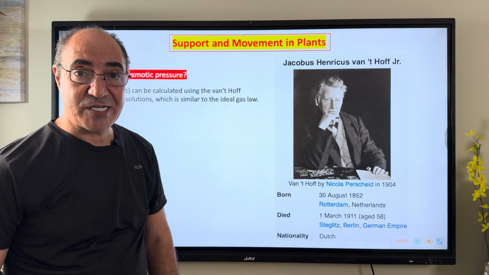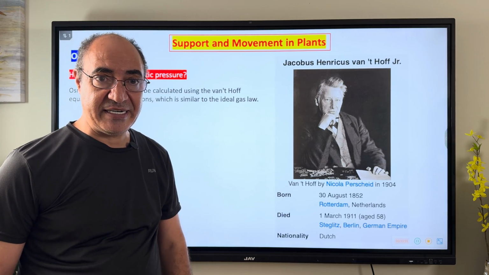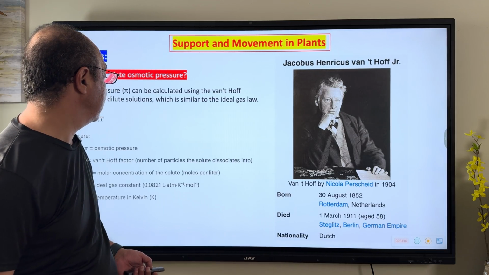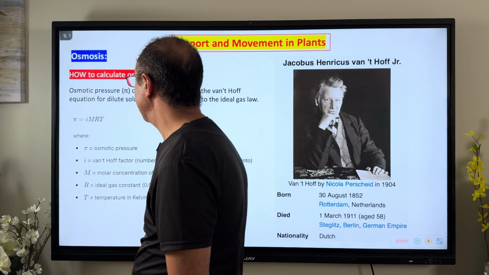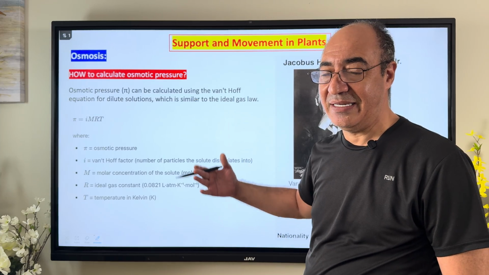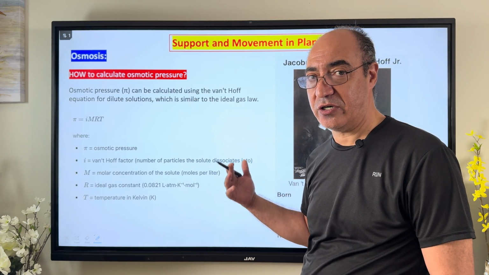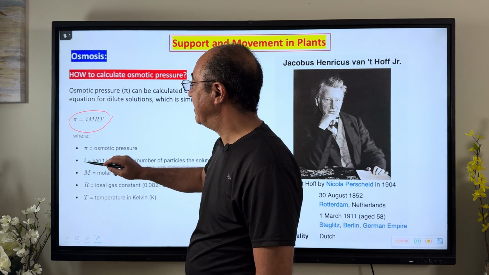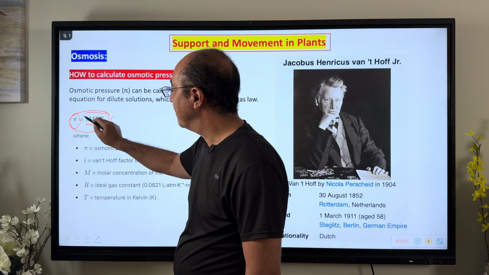The question of osmosis was something that was bothering him for quite some time, and he decided to understand it better. He came up with an equation that allows us to accurately calculate osmotic pressure. Let's go over this formula. I don't want you to memorize this. I want you to understand the main meaning of each of these things, because you're not going to understand osmotic pressure or osmosis until you understand the various components. So his formula basically is pi equals iMRT, and each one of those refers to something.